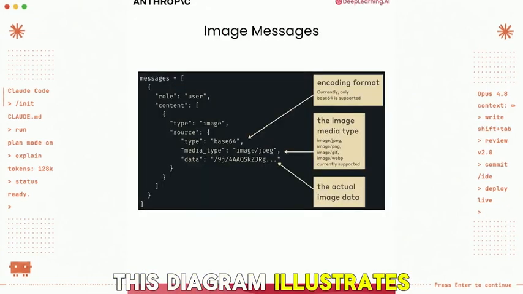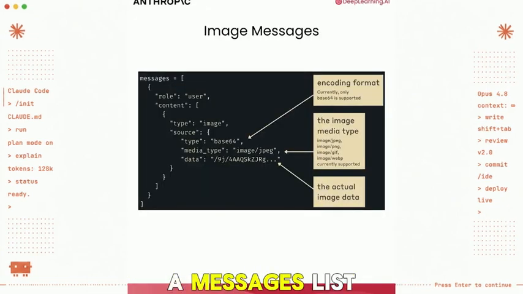This diagram illustrates the structure. If you notice, we have a messages list, we have a role set to user just like before, we have a content list, and then inside of content, we have a new type of content block we have yet to see. We've only seen text blocks, but this is an image block. So type is set to image, it's a dictionary, and then we have a source key set to another dictionary, where we have type set to base64, we have media type, which is set to the image's media type, like JPEG or PNG or GIF, and then we have the raw image data. So this is the structure of a single message.